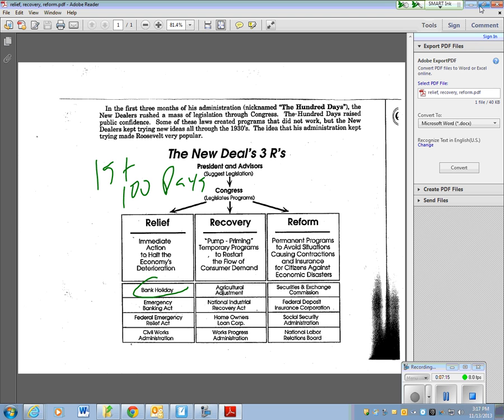So the first thing he does is have a bank holiday. He closes the banks. Now what does that do? That prevents anybody from removing their deposits, so the banks can get more money shipped into them from the government so they can reopen, function, and start loaning money out again. The Emergency Banking Act fit in with that. Then the Federal Emergency Relief Act gives immediate relief payments to people who are struggling, and a Civil Works Administration puts people to work for the government. That's relief. Help people immediately.